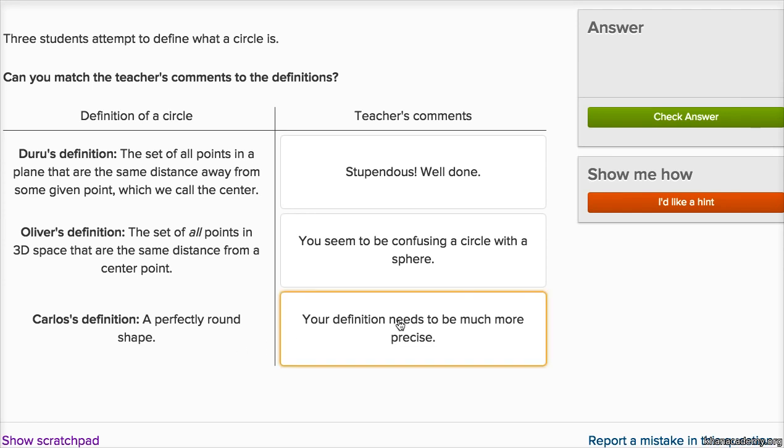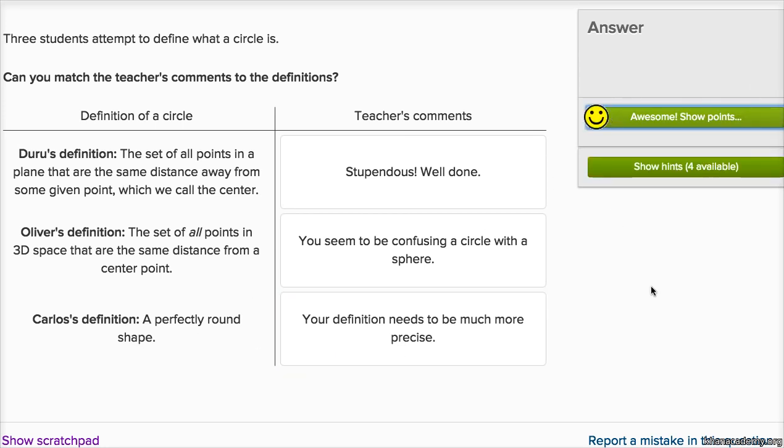So I would say, actually, what the teacher's saying, your definition needs to be much more precise. Duru's definition is much more precise. The set of all points in a plane that are equidistant away from a given point, which we call the center. So, yep, Carlos could use a little bit more precision. And we're all done.